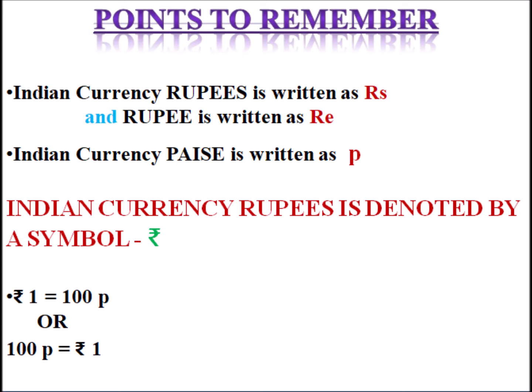Children, did you know in earlier days people used the barter system to buy or sell goods. They used to exchange one good for another. Later, currencies and coins were introduced. Different countries have different currencies, and in our country, the unit of money is the rupee.